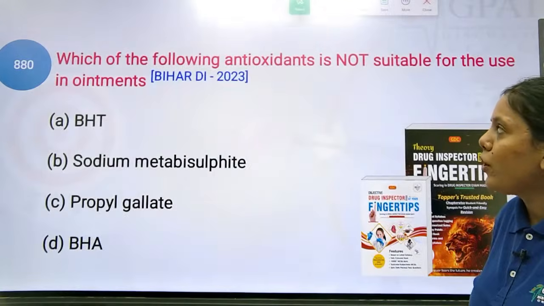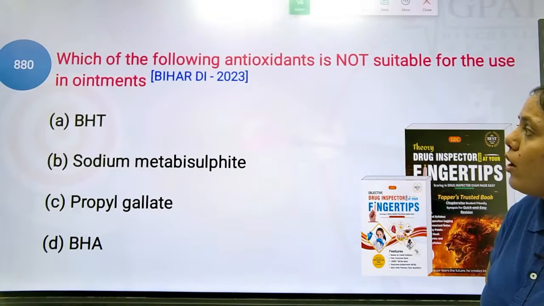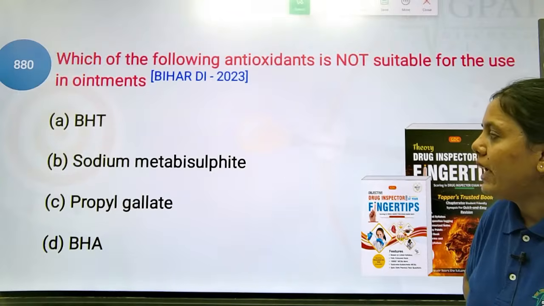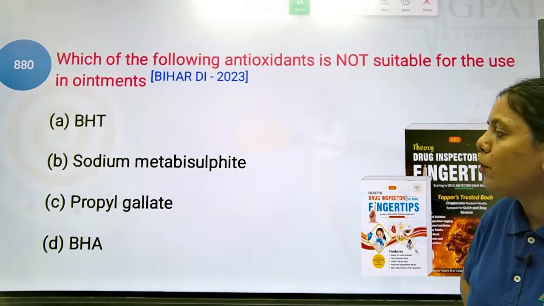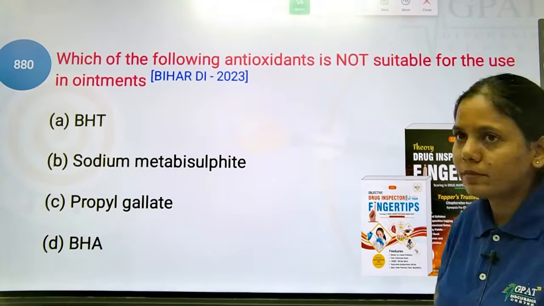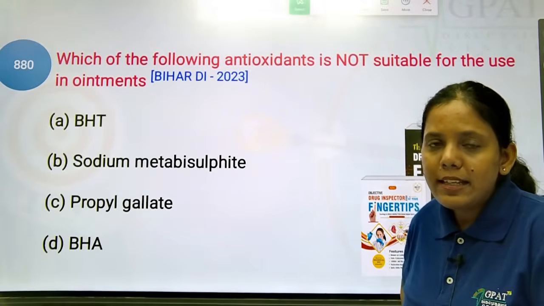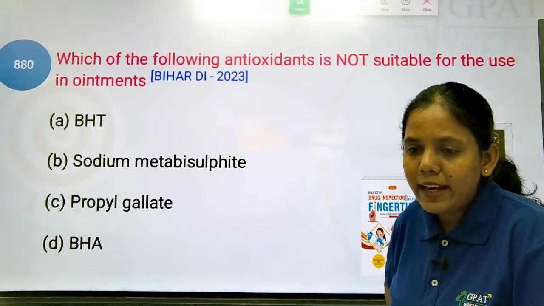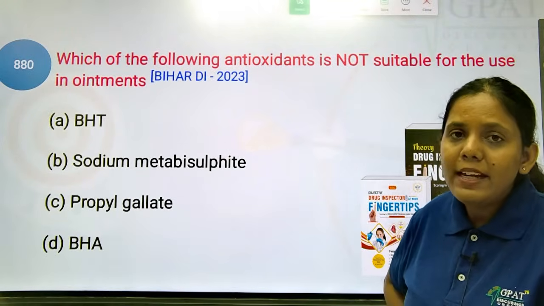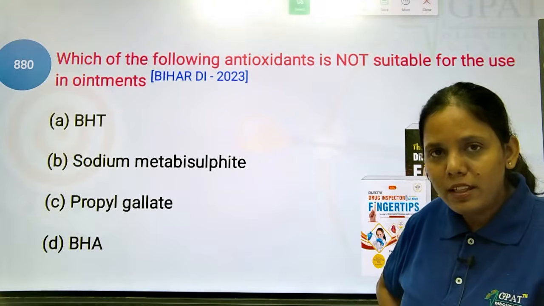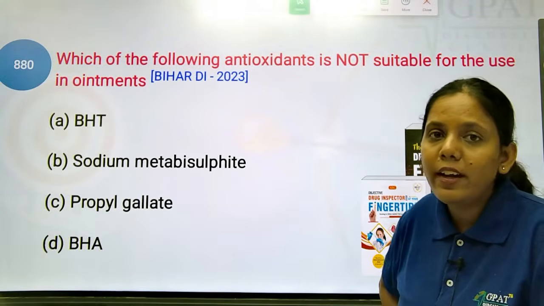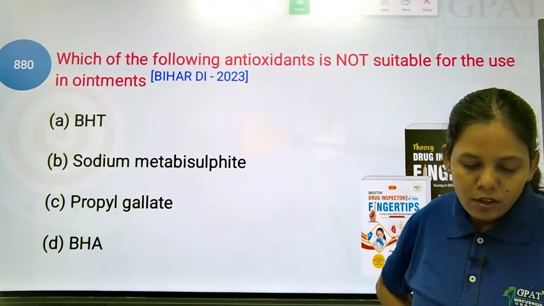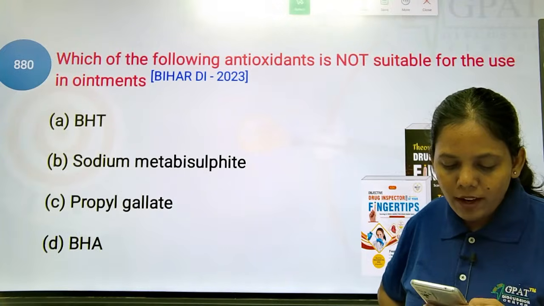Okay, next is: which of the following antioxidants is not suitable for use in the ointment? BHT, sodium metabisulfite, propyl gallate, BHA. See, I will give you the hint: one of these antioxidants is water soluble. And since in ointment bases we mostly use oil soluble antioxidants, we cannot use one of these because of its hydrophilicity. So now I have given you the hint, let me know what your answers are.